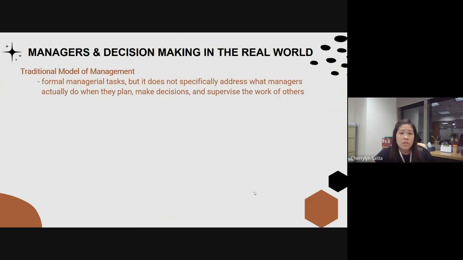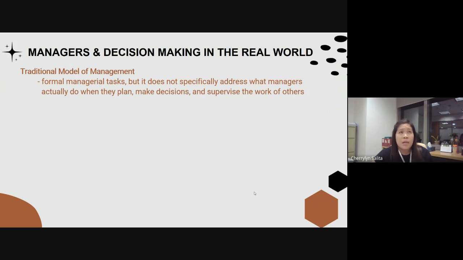So managers and decision making in the real world. So pag-aralan naman natin ngayon yung mga managerial roles. So on the traditional model of management, ito yung mga noon-noon pa. So sa traditional model daw, yung managerial roles usually formal managerial tasks. But it does not specifically address what managers actually do when they plan, make decisions, and supervise the work of others.